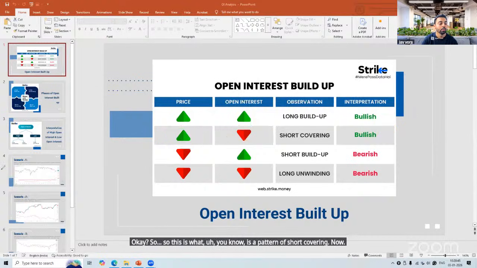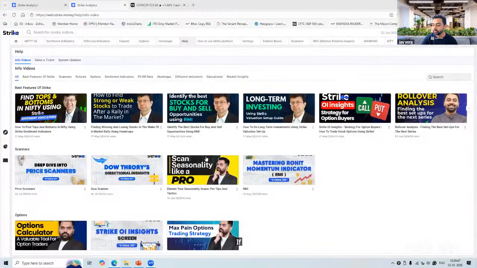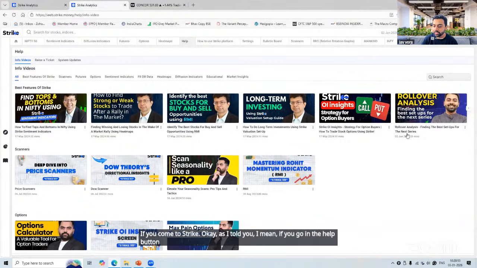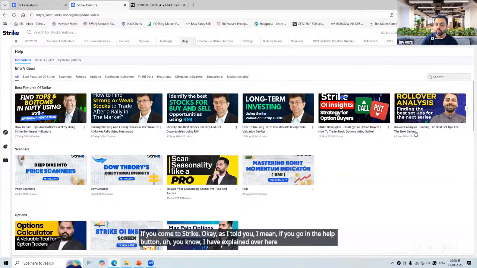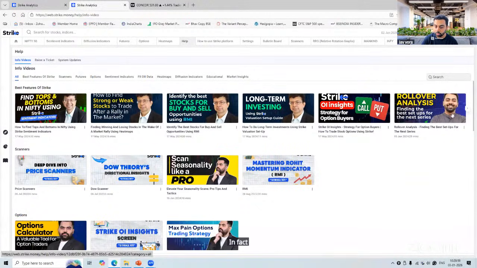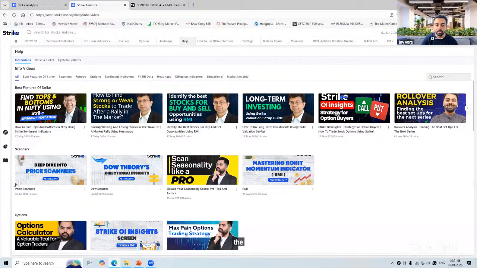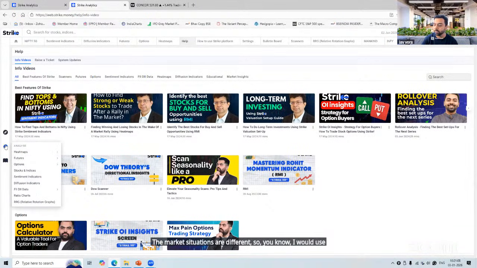Now, if you come to strike, as I told you, if you go to the help button, I have explained over here for almost 20 minutes or so, in fact, 30 minutes. There are some more examples also over here, which were different at that point. Now the market situations are different, so I would use some different examples.